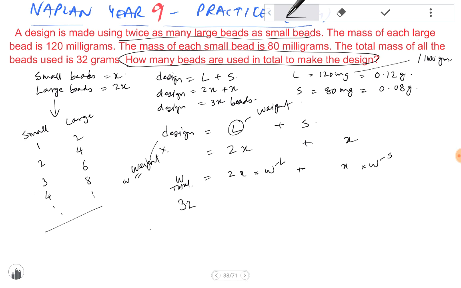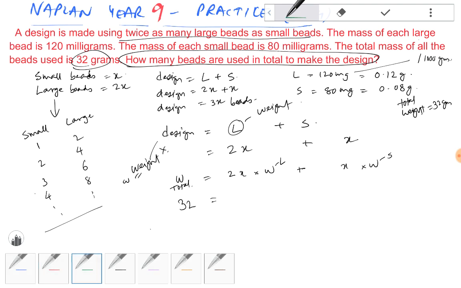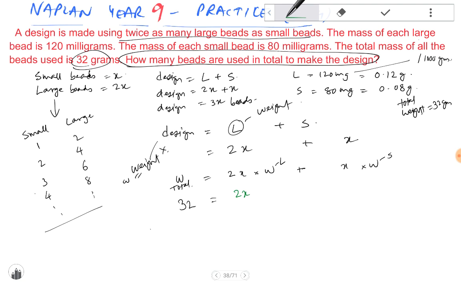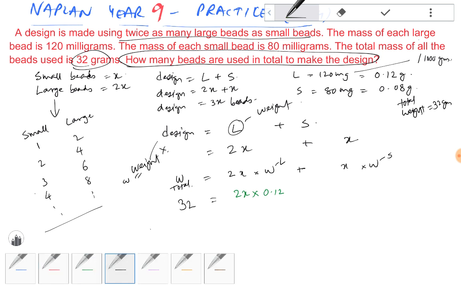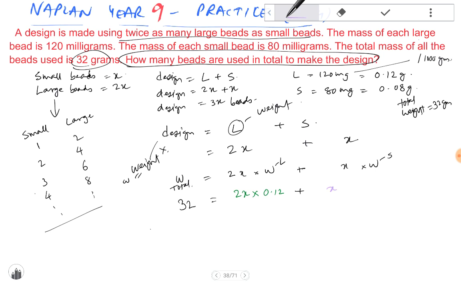So we put 32, which is given to us, 32 grams, which is the total weight, equal to 32 grams. And we have 2 times X, which is the large bead count, so multiply with the large weight, 0.12, and then we have the plus sign in the middle, and then we have the small weight. So bring down the X as it is, and multiply that by the small weight, which is 0.08.